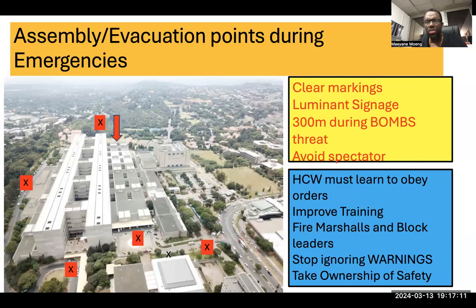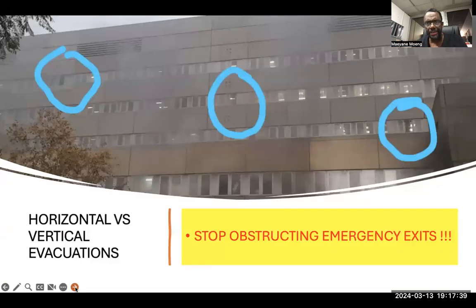However, when it's a bomb that we are concerned and worried about, you at least have to evacuate up to about 300 meters. And therefore, we can expect you to actually even move further away from the area that is designated under normal evacuation periods. So know where you are, know the wards that you are working in, familiarize yourself with alternative routes to evacuate under those circumstances. Now, this building also comes with some of the challenges.